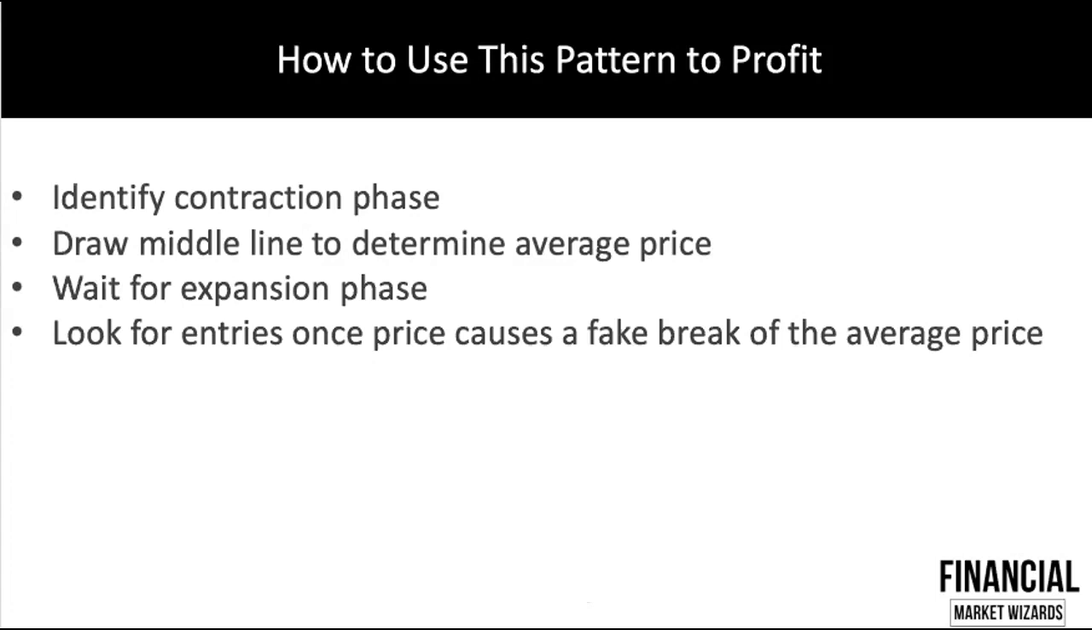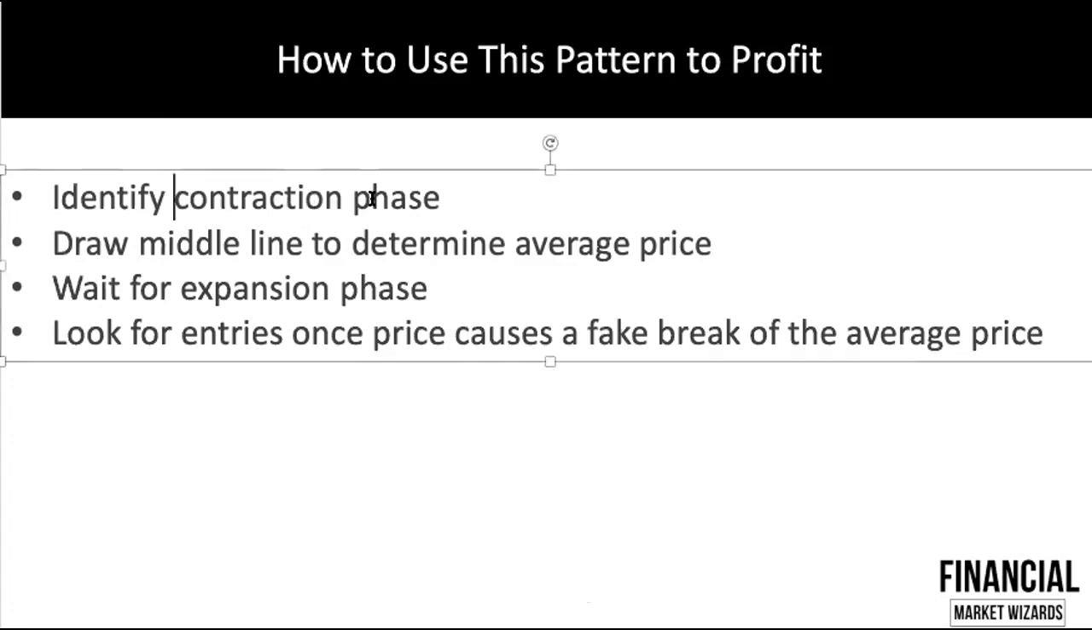So how do we use this pattern to profit? Not to worry, we'll go through each of these step by step. But for now, let me just give you an overview. So step number 1, you identify the contraction phase. Earlier on we said that the contraction phase is where the candles are narrow, price is going nowhere. It typically happens when there's an ECB press conference, a BOJ press conference, or FOMC. Not always, but generally.